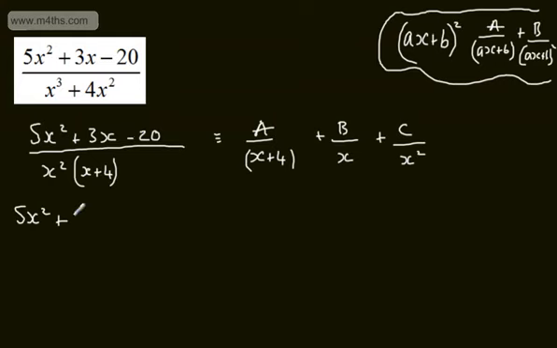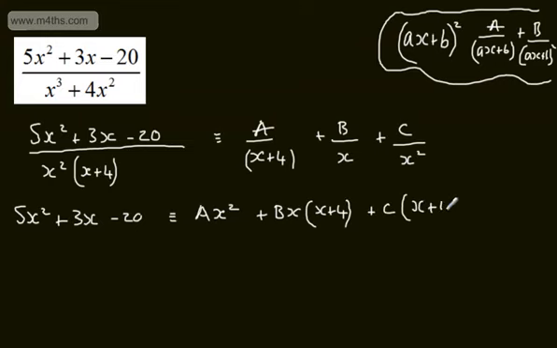5x squared plus 3x minus 20 will now, in the identity, be set to a. Now the x plus 4 is going to cancel off, leaving me x squared. Plus b, the x will cancel off, leaving me now x plus 4. So one of the x's is cancelling off. Plus c, the x squared will cancel off, and I've now got x plus 4.